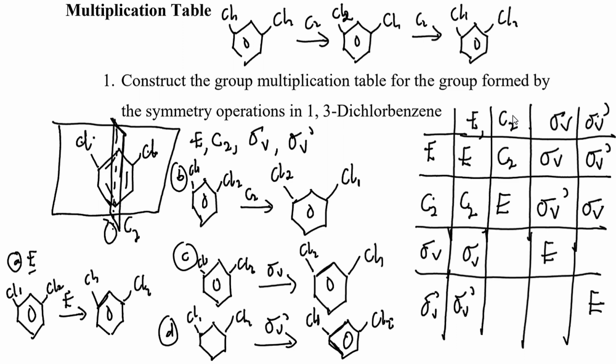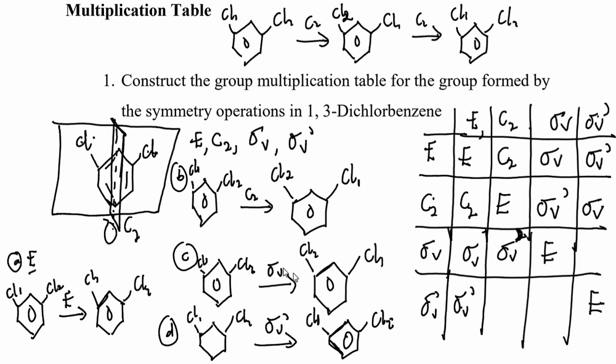Now for C2 also, let's look at C2. C2 gives Cl2, Cl1. When we now carry out sigma v again on it, C2 causes the structure to change and sigma v will also cause it to change. So we go back to Cl1, Cl2, and that will give us sigma v prime.